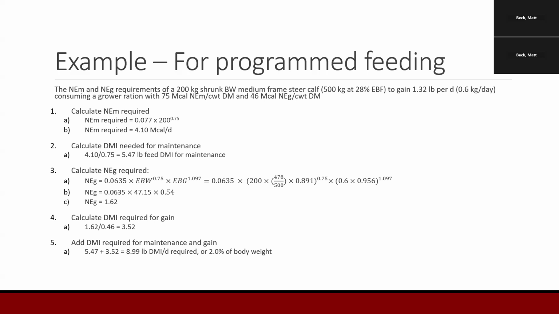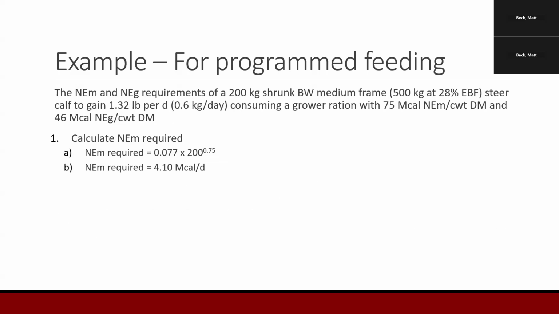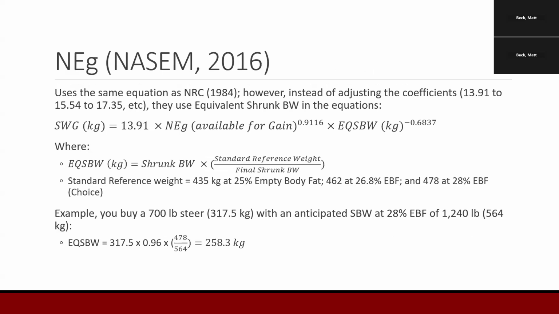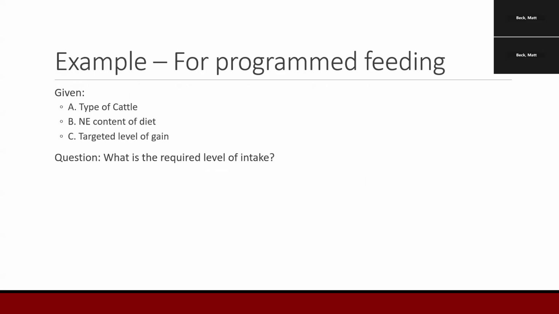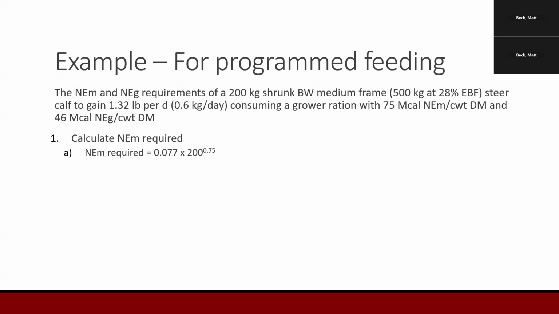Don't memorize the equation. So are there different equations if it's medium frame or large? No, not in the new one. They do that based off standard reference weight or equivalent shrunk body weight. Remember me talking about that? Yeah, I'm just trying to understand everything. Yeah. So in essence, we need to know not only initial body weight and final body weight, but what that animal would have weighed at 28% empty body fat. And then 478 divided by that 28% empty body fat weight times our body weight, could be average body weight, gives us equivalent shrunk body weight. Does that make sense? Yeah. Okay.